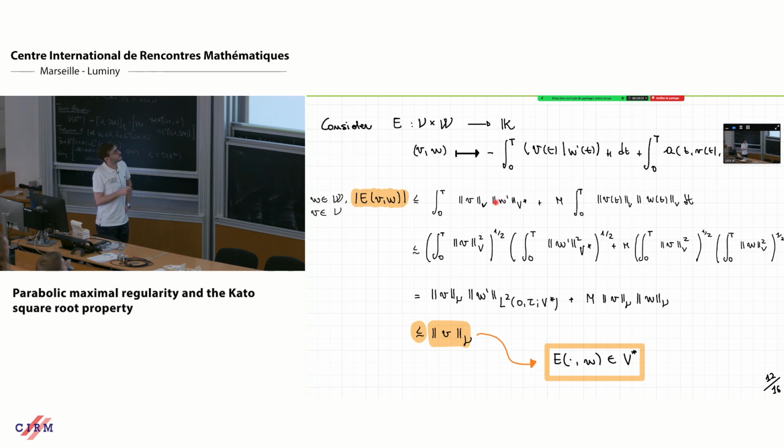So the sesquilinear form is basically the left-hand side of the weak formulation, where appears the sesquilinear form associated to A. And here what is missing is W of t.